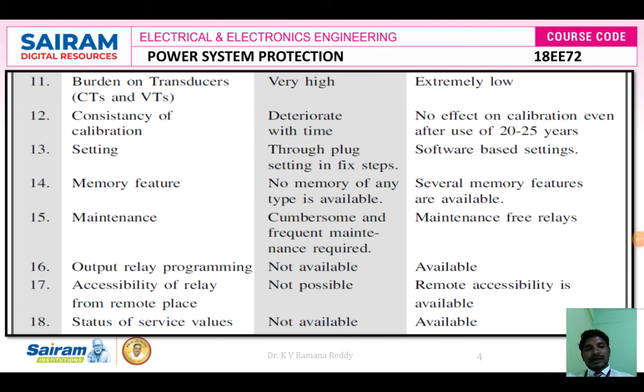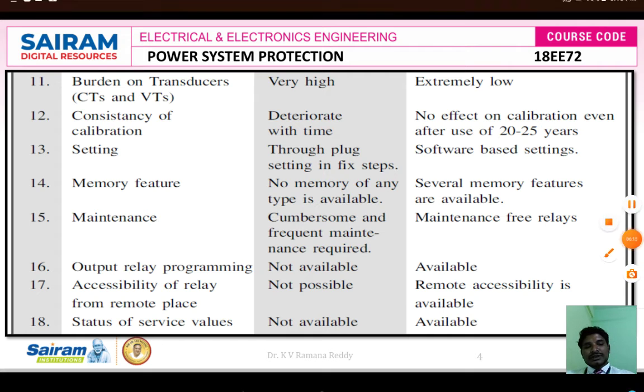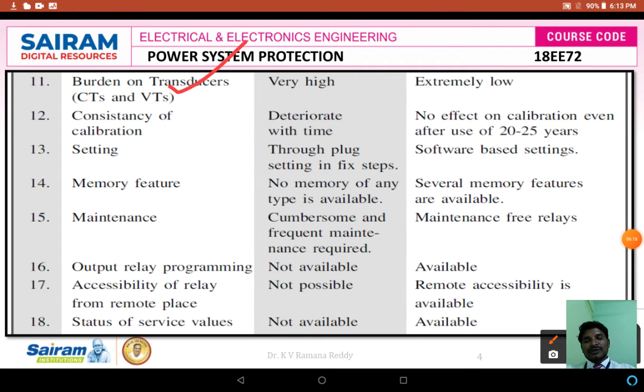Next, burden on transducers. The burden on transducers, like current transformers and voltage transformers, is very high in case of electromechanical relay, but it is extremely low for numerical relay. Next, consistency of calibration.